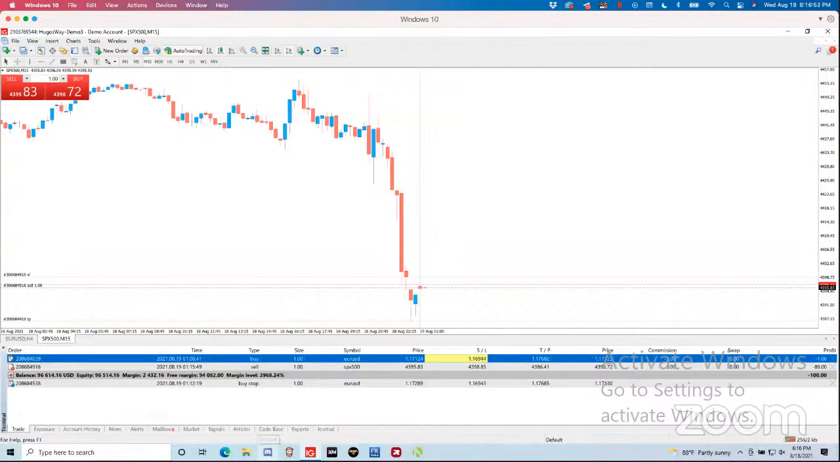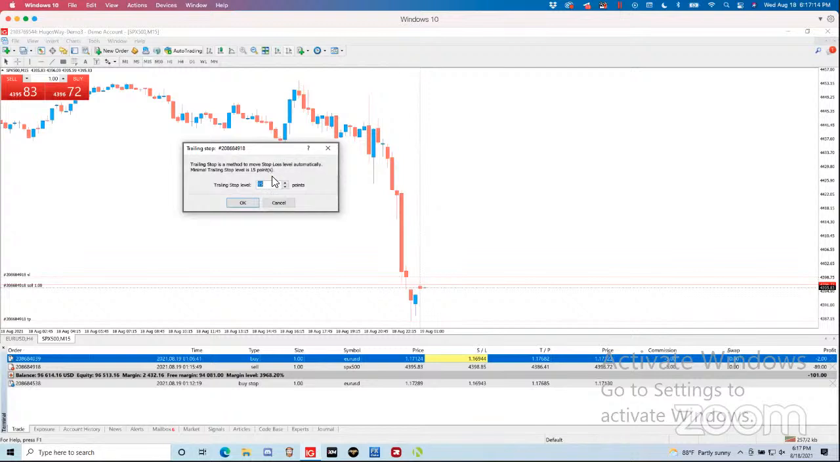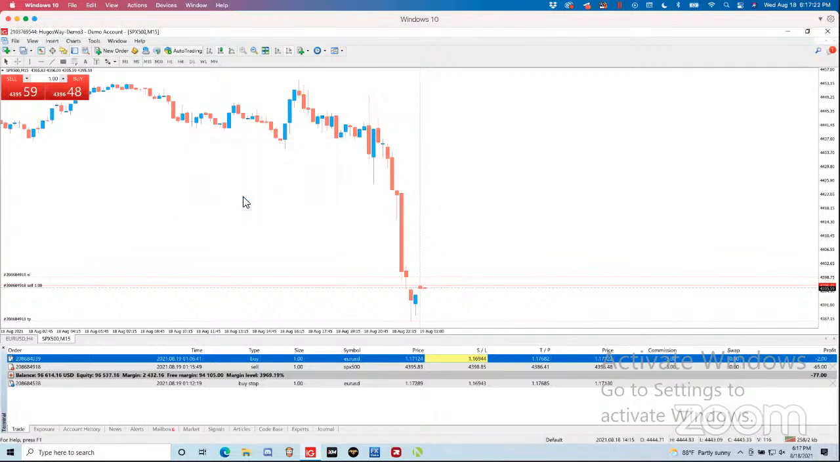That's correct. So if we want a 100 pip move, we need to go 1,000 points. If we want to do a trailing stop, in this case, let's say we want to do a 100 trailing stop. We would do 1, 2, 3. That's your stop loss right there. Your trailing stop is 1,000 points.